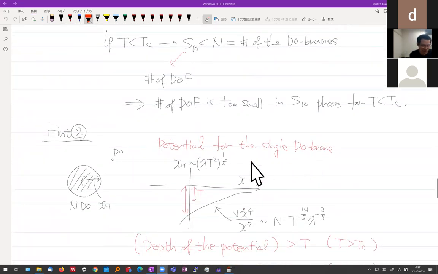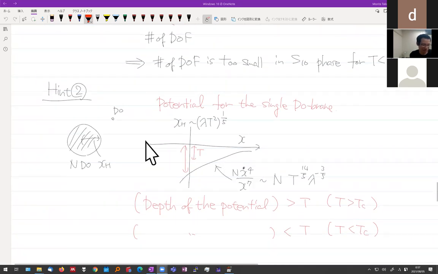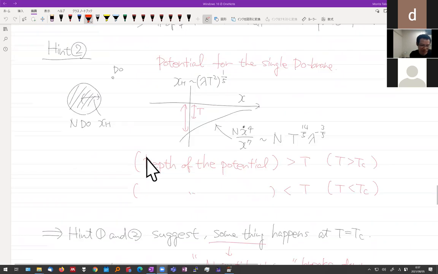And also we have another hint. Again, this is also based on some quasi-particle picture, but if we draw the potential for this one-loop term, it is something like this. If we focus on the potential for a single particle, I can separate this single particle from the N D0-branes and ask what is the potential for this single D0-brane. That potential can be estimated something like this. Then we can estimate the height of the potential at the horizon, and the height is roughly given by this value.